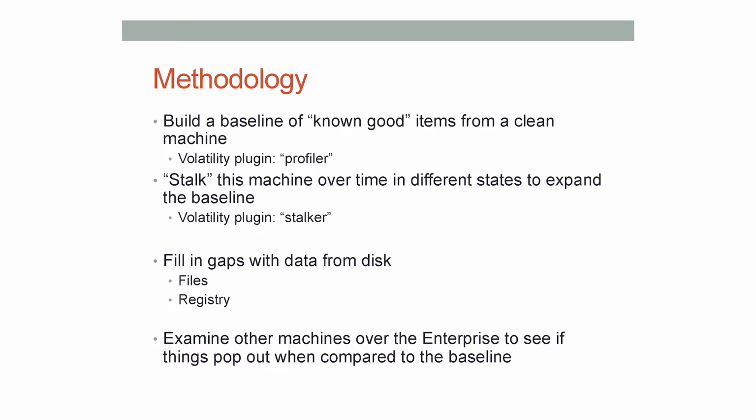If you don't have time to watch a machine over time for all these various changes, what you can then do is maybe fill in data from the disk, looking at the files and registry keys and things that reside on the disk as well. So then at that point, once we have our baseline, we can compare it to other machines on the network and see if there's something on those machines that pops out and doesn't reside within this known good baseline.